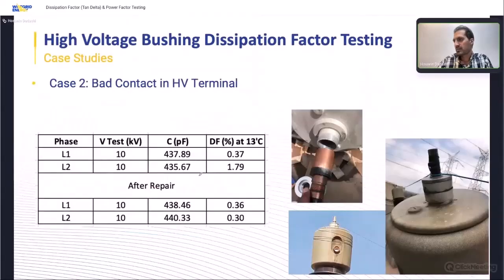Another case relates to bad contact in the HV terminals of the bushings. When we have a bad contact in the HV terminals, we get a higher value of dissipation factor. After repairing and removing it, we get a lower value for the dissipation factor. In this case, we can repair the bushing. It's not necessary to remove it and replace it with a new one. We just need to open the HV terminal, solve the problem, and put it back.